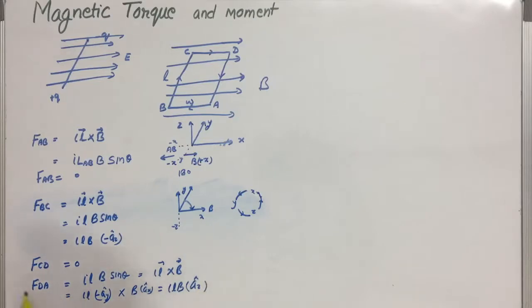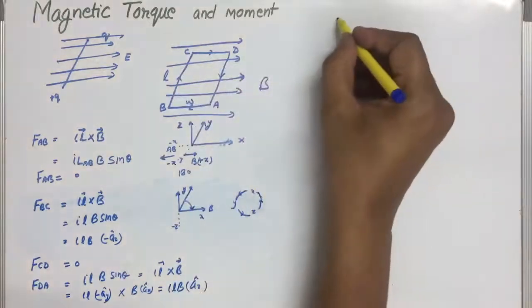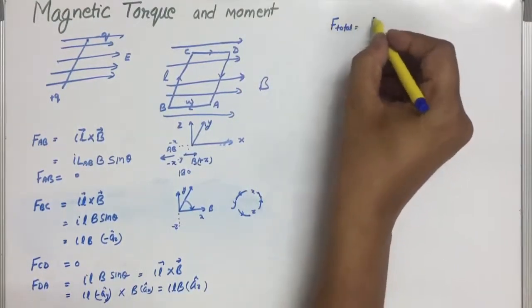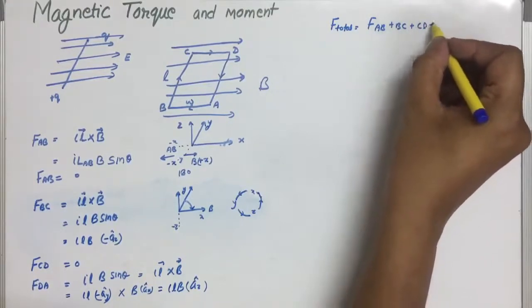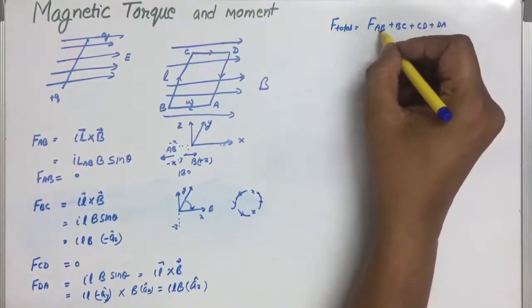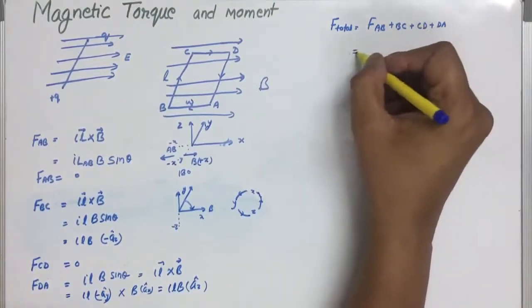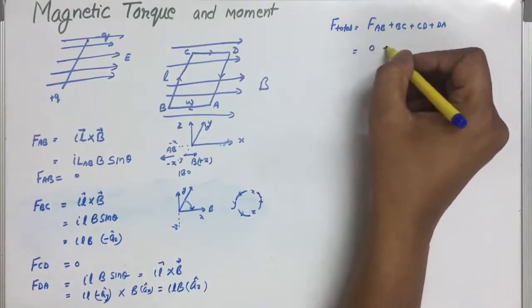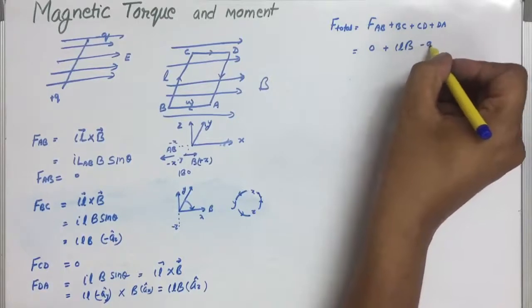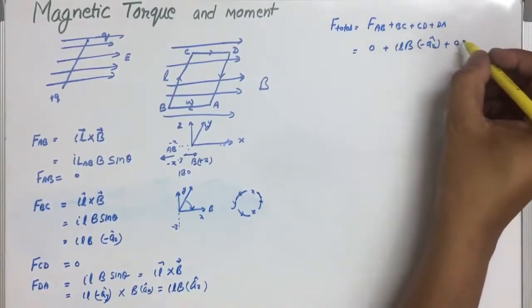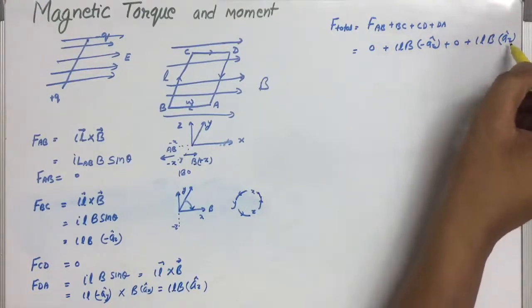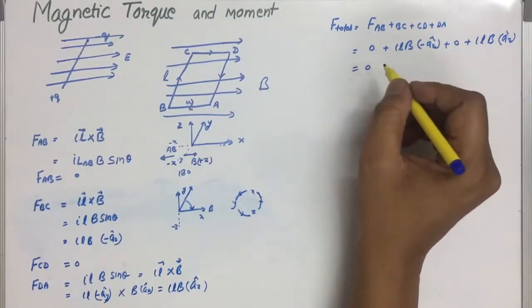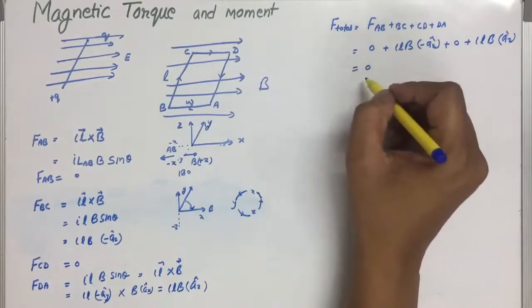Okay, so if we find the net force acting on this loop, then F total will be F_AB plus F_BC plus F_CD plus F_DA, the total force, force between this plus force between this plus force between this, and so on. So combining all, it will be 0 plus ILB in the direction of minus a_z plus 0 plus ILB in the direction of plus a_z. For any loop, the net force is 0. Okay, that we have found from here.